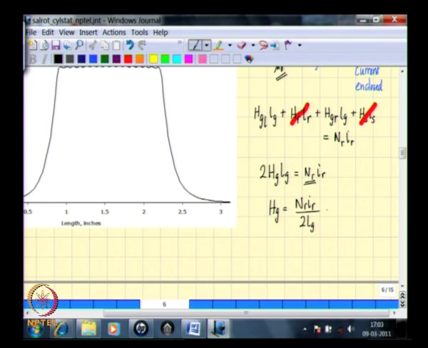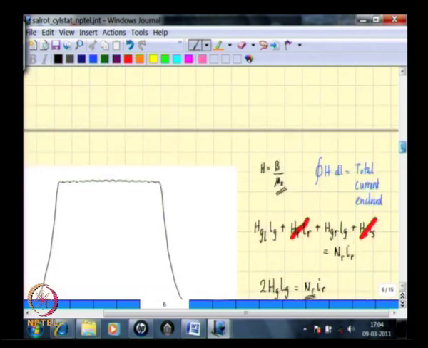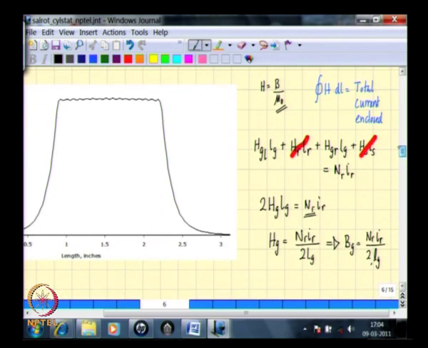And having got this expression, we can now write an expression for the flux density in the air gap as Nr into Ir divided by 2 times Lg. And we know here that B is equal to mu naught into H, so this multiplied by mu naught is what is going to give you your flux density.